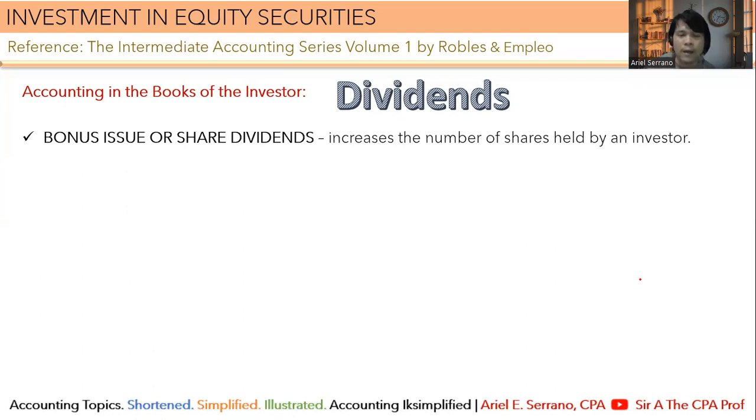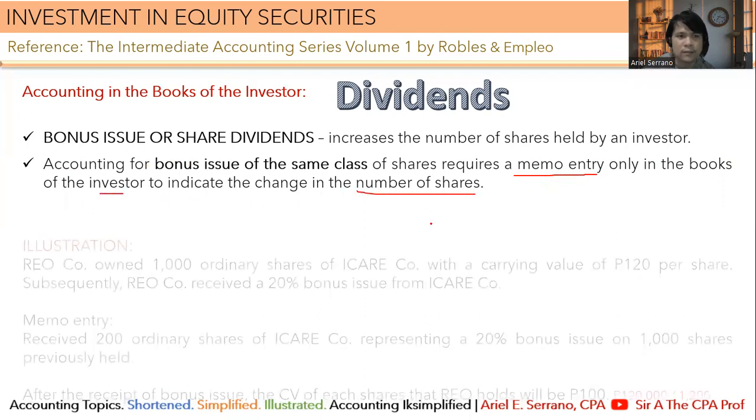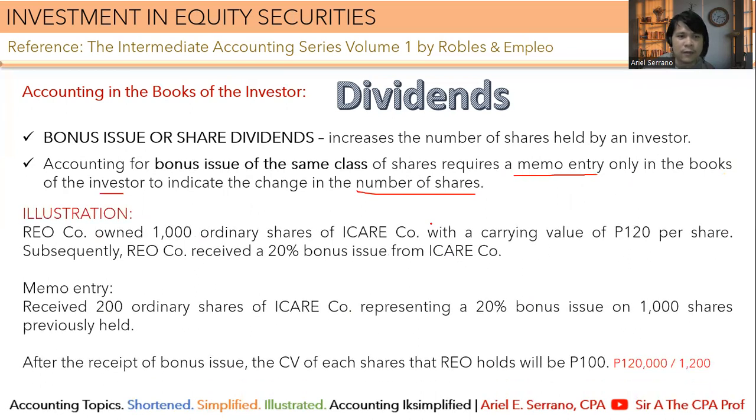But what is the accounting treatment of this in the books of the investor? Well, it is like this, class. We have two kinds of bonus issue here. If the bonus issue is coming from the same class, we just use the memorandum entry method, no? We have nothing to journalize. A memo entry in the investor's books is enough, to indicate the change in the number of shares. So, this is our illustration.